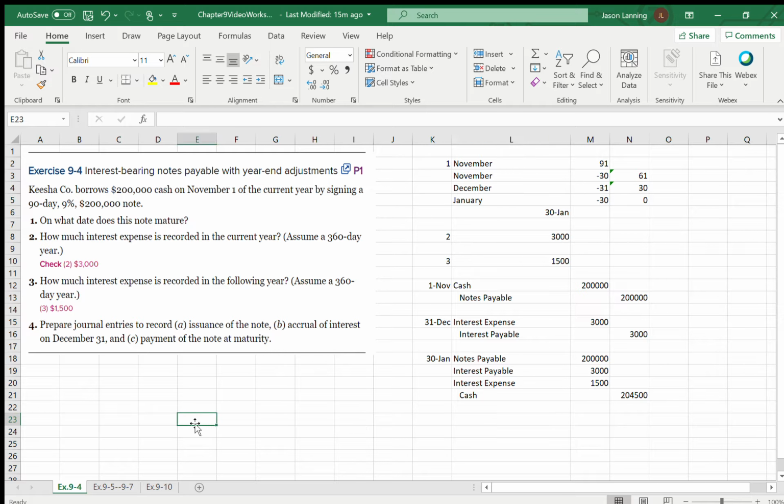But remember, interest is equal to principal multiplied by rate multiplied by time. So principal times rate times time is the key thing we're looking at here. Okay, so that's how we do an interest-bearing note payable.